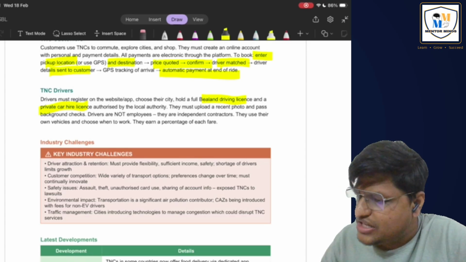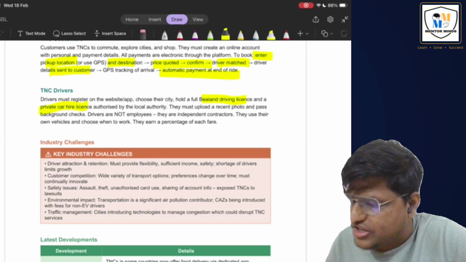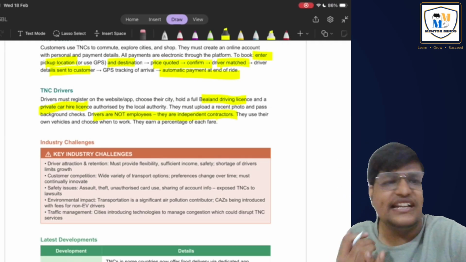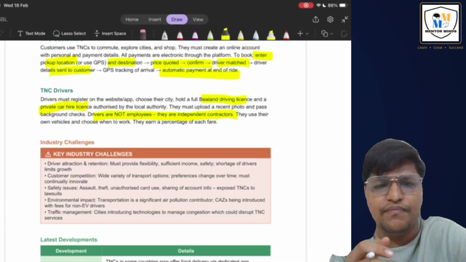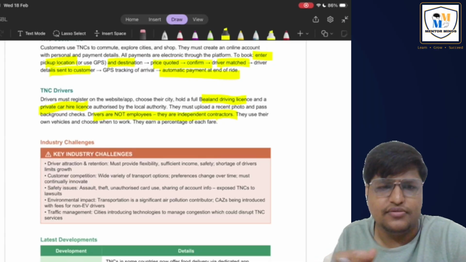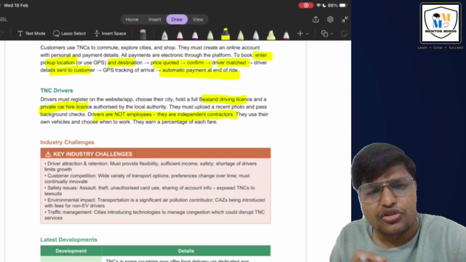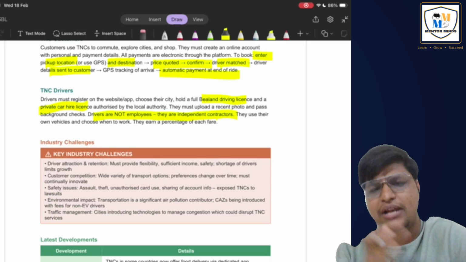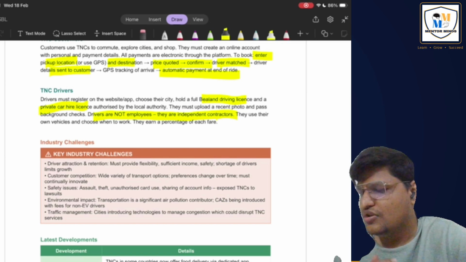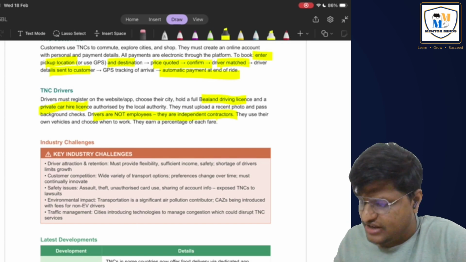And always remember, these drivers are not employees, right? They are independent contractors. The car is theirs. We are just providing them a platform and they will have to give commission to us, right? So for every fare there would be, let's say, 60% theirs, 40% ours, for example. So this is about TNC drivers.